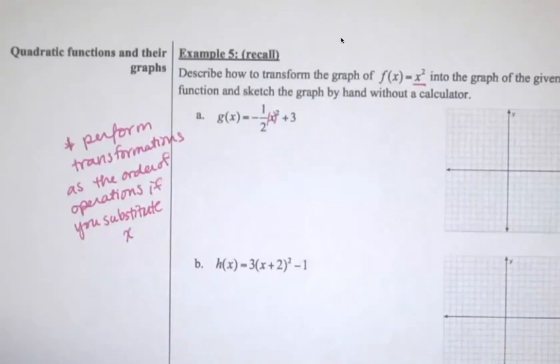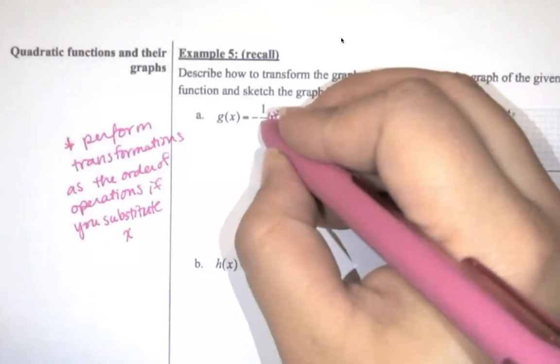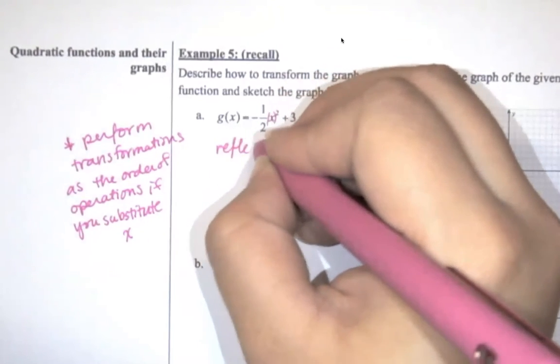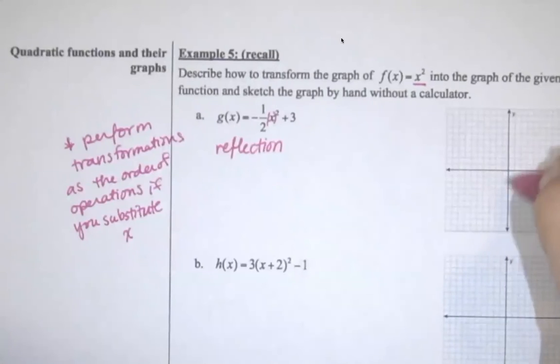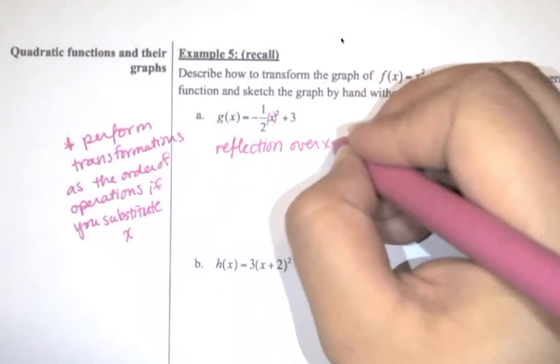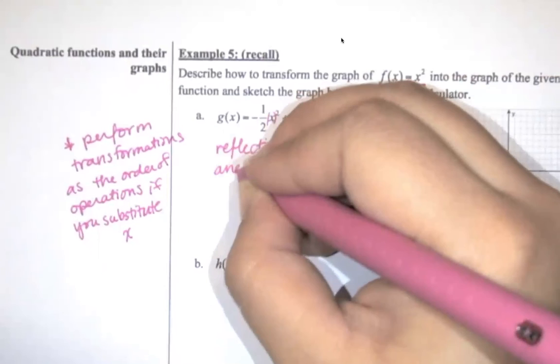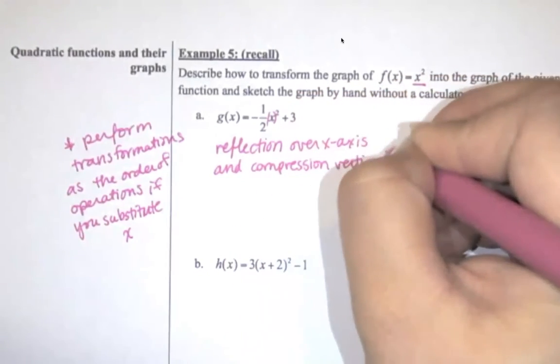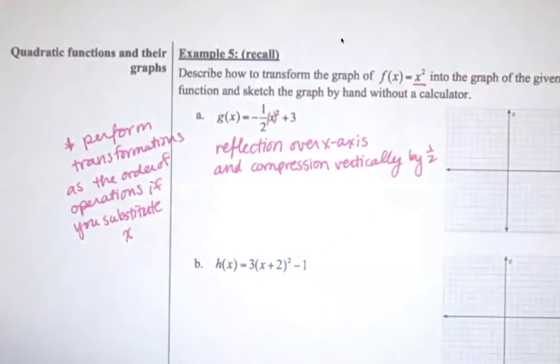That tells me that none of my transformations are horizontal, right? Because all of the horizontal transformations happen before the parent function. They are grouped with x. So there are no horizontal transformations. My next transformation would be this flip and compression. So this is a reflection. A vertical reflection is over the x-axis. And compression vertically by 1/2. Compression, also called a shrink, vertical shrink by 1/2.